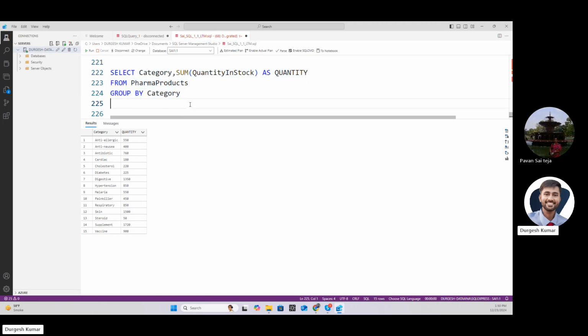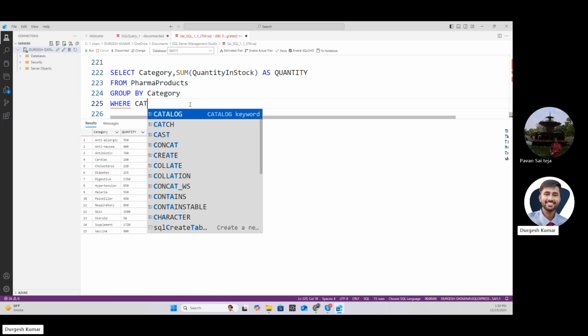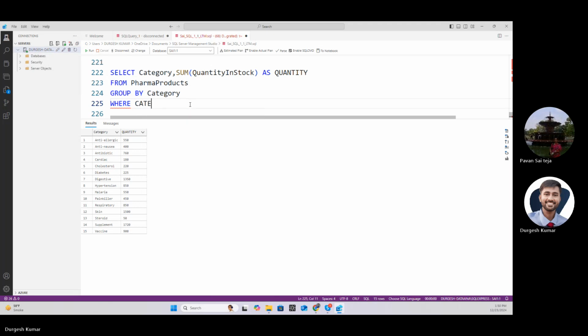Our requirement was to know the total quantity of painkillers. So I will write here where. Now look, I'm making an error. Please be aware, correct me if I'm wrong. I'm writing where category equal to painkiller. Tell me, is this query correct?